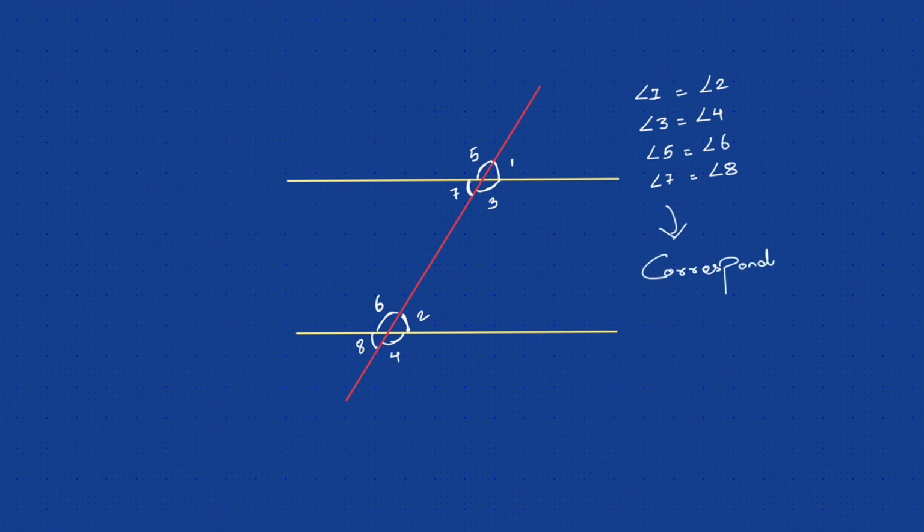What are they called? Why are they equal? They are called corresponding angles, something that we learned in school. Pairs of corresponding angles: if two parallel lines are drawn and one transversal line is drawn, these angles will always be equal. Let's see some other angles.